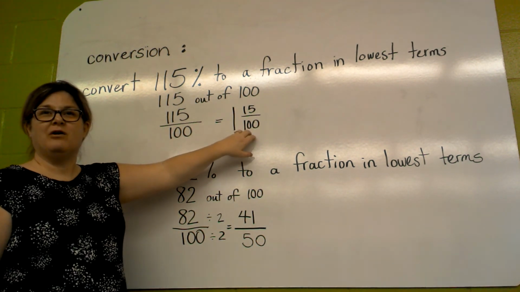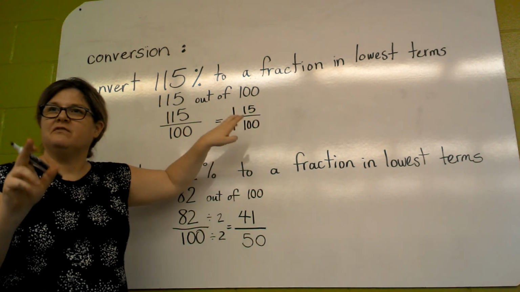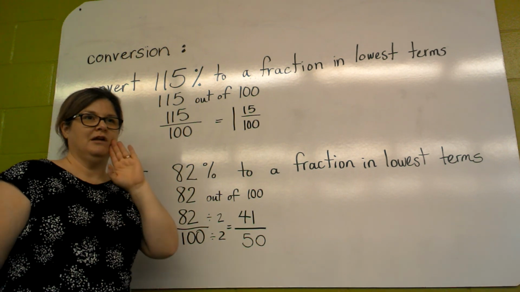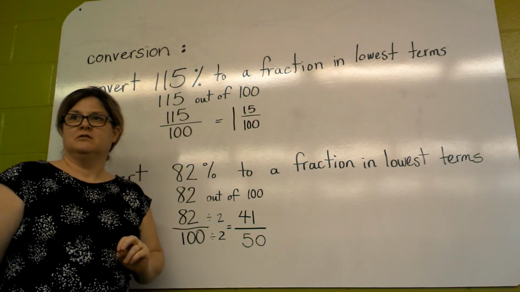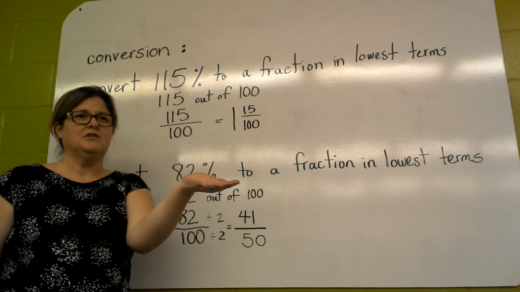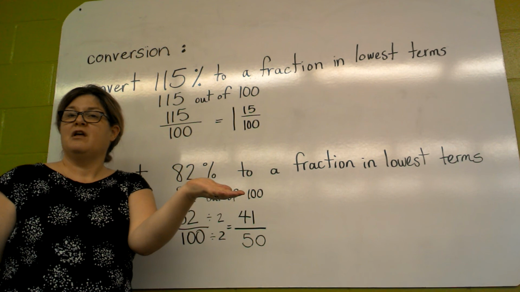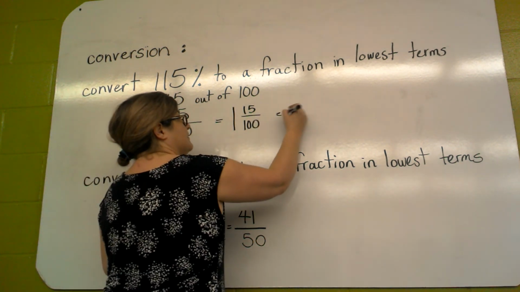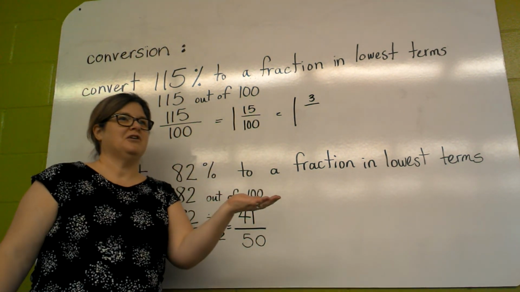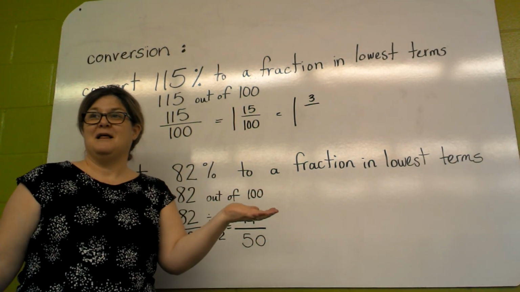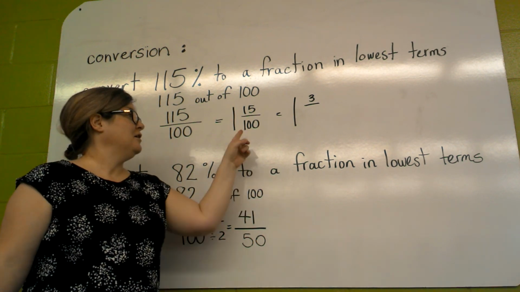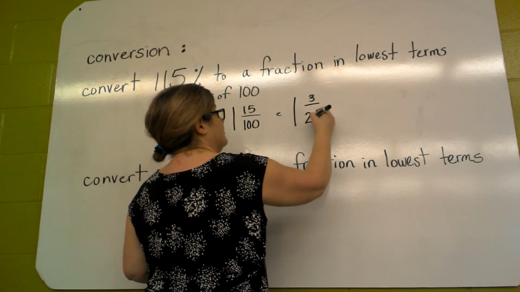What happens now? Now divide. Think of a number that'll go into both the 15 and the 100. I'll give you a hint. Think of nickels. If you have 15 cents, could you have that in your hand in nickels? How many nickels would you have? 3. If you had $1, 100 cents in your hand, how many nickels would that have to be? How many times does 5 go into 100? Very good, 20. And we're done.